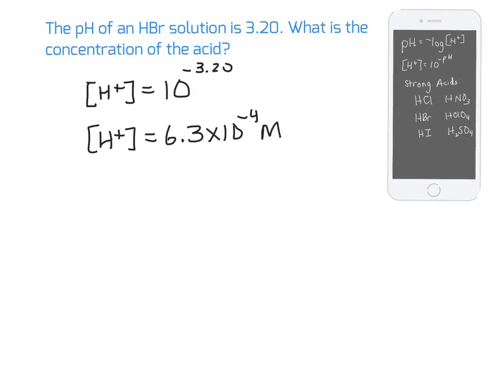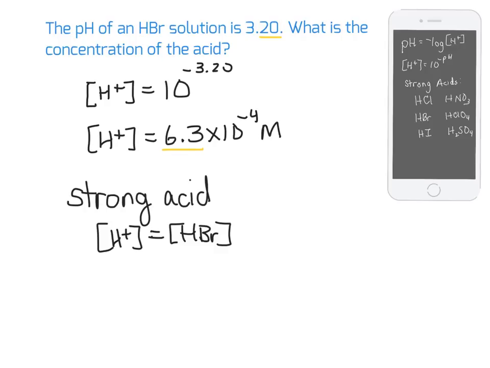We know that we can go directly from the pH to the hydrogen ion concentration by taking 10 to the negative pH. With this, please note that since the pH is expressed at 2 decimal places, I have put 2 sig figs in my hydrogen ion concentration. Since this is a strong acid, we know that the hydrogen ion concentration is equal to the original hydrobromic acid concentration. So therefore, we can conclude that the original hydrobromic acid concentration is 6.3 times 10 to the negative 4th molar.